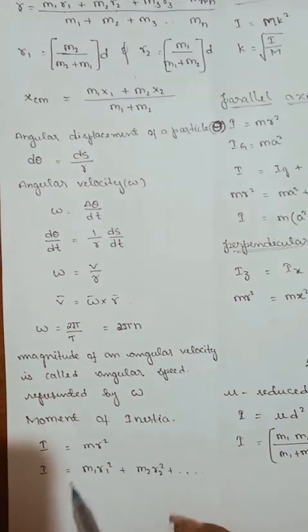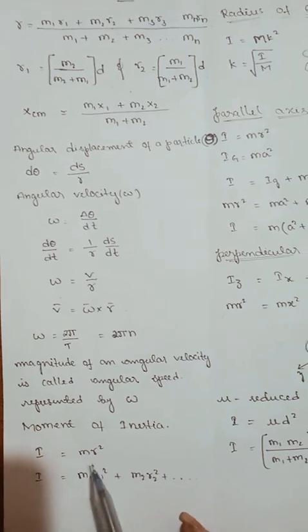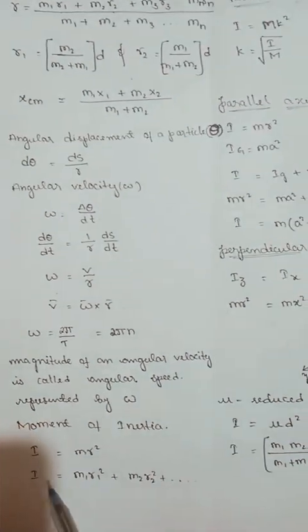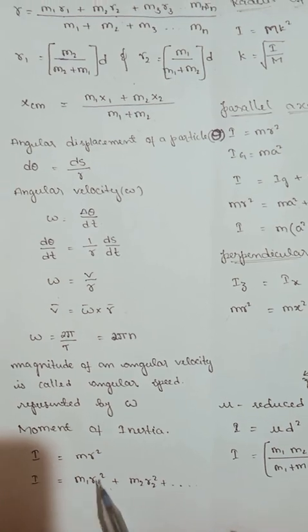Now moment of inertia. This is the basic formula: I is equal to m r square. If you are given multiple masses and multiple radii, this is the formula: I is equal to m1 r1 square plus m2 r2 square, and so on.